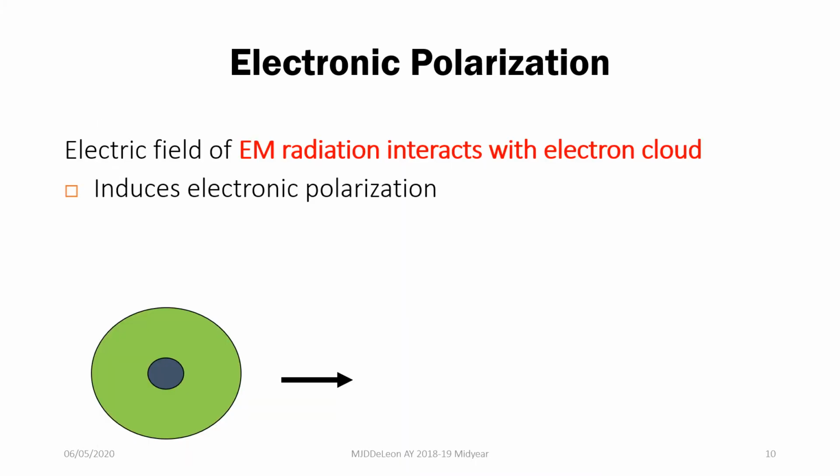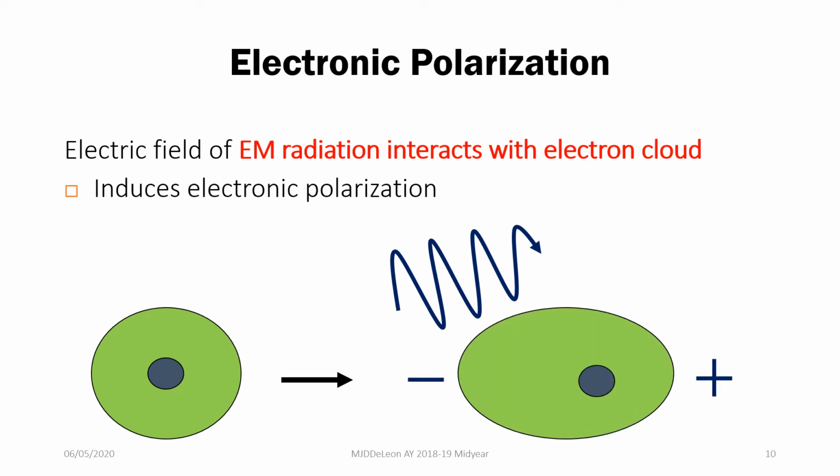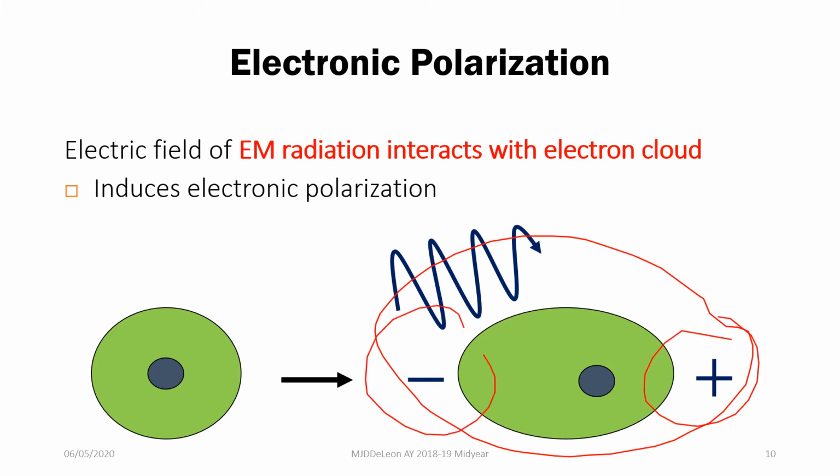So since light is EM, electromagnetic radiation, it has both electric field and magnetic field components. And this would interact with your electron cloud. This interaction is what we call your electronic polarization. And your electronic polarization, what happens is we're inducing partial positive and partial negative charges. Pinapolarize natin yung ating atom. And in this case, pwede actually tayong magkaroon ng absorption of our light.